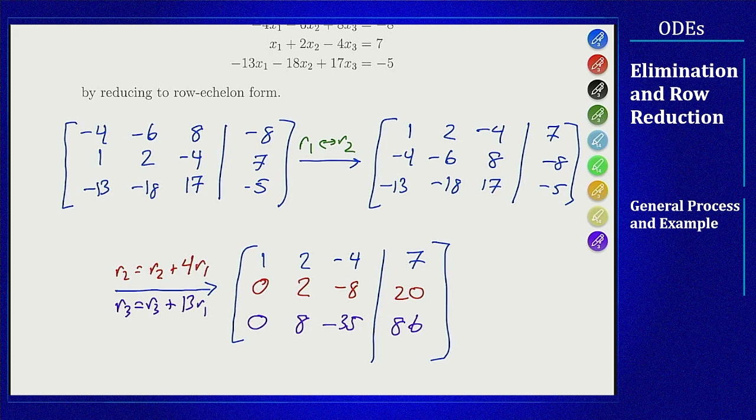Now, we have column 1 in the appropriate form. It is 1, 0, 0, which means I do not want to mess with column 1 or row 1 for the rest of this process. Where can I go from here? Well, now we're in the same spot.